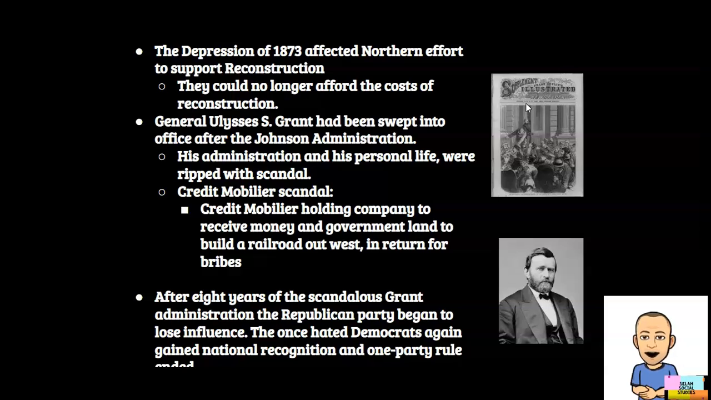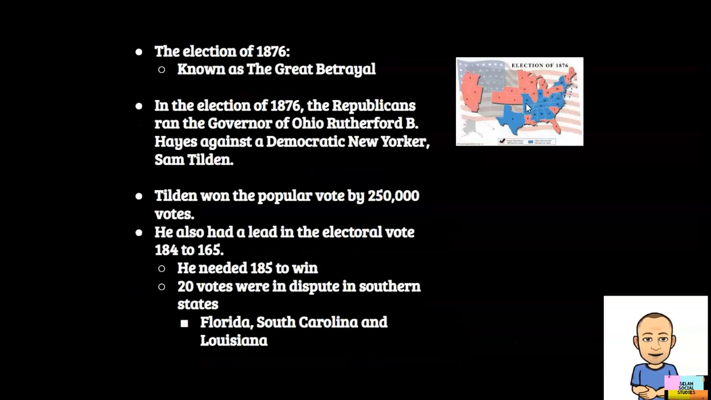So they were using the corruption and failures of Ulysses S. Grant's presidency. He can't control his friends. He's having all these scandals going on. They're using that to start their rise to political, or attempt to political dominance. And this is where the election of 1876 comes into play, known as the Great Betrayal.